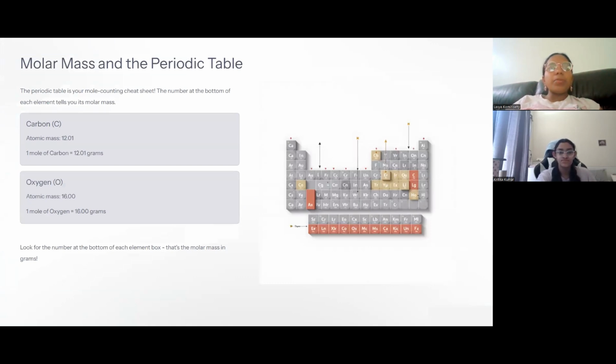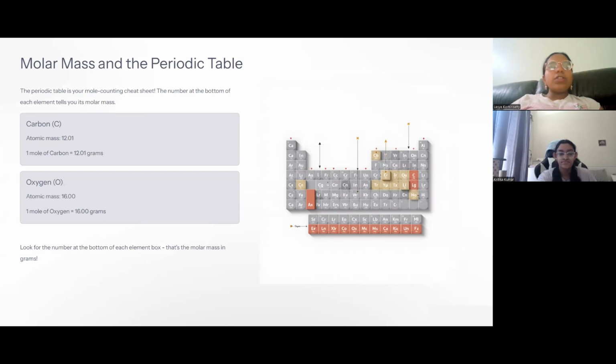Now let's look at molar mass and the periodic table. The periodic table is your mole counting cheat sheet. The number at the bottom of each element tells you its molar mass. So carbon, which is C, has an atomic mass of 12.01. This means that 1 mole of carbon is equal to 12.01 grams. Another example is oxygen, which is O, and it has an atomic mass of 16.00. So it just means that 1 mole of oxygen is equal to 16.00 grams.